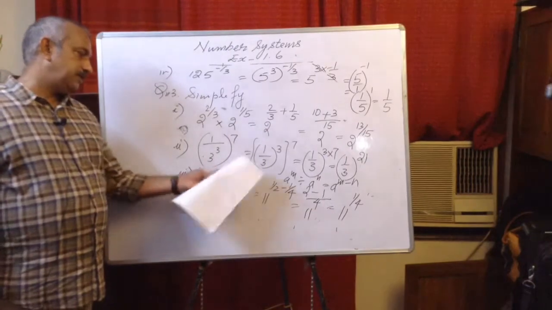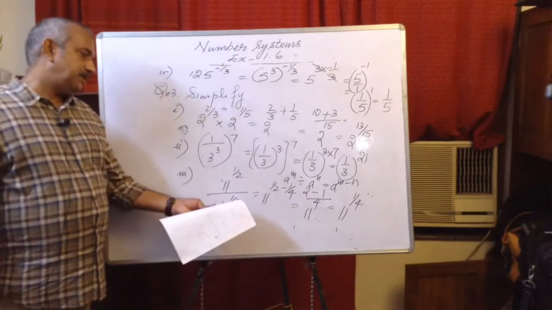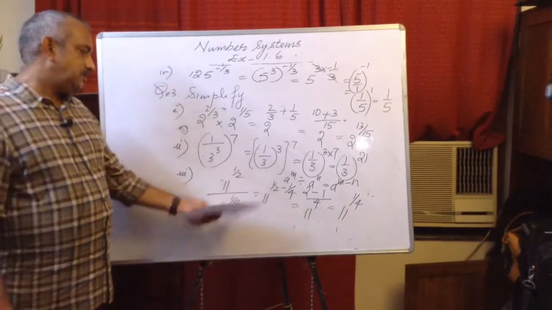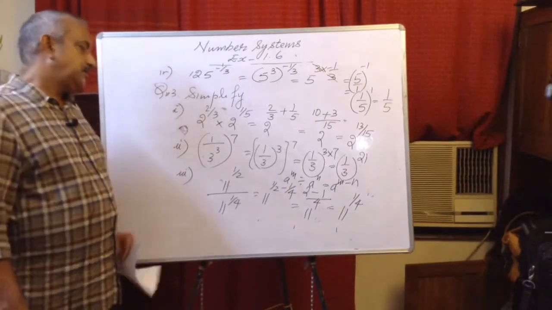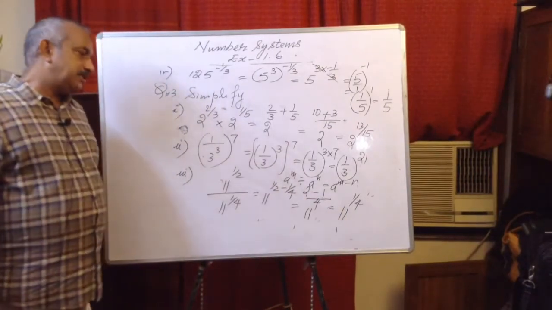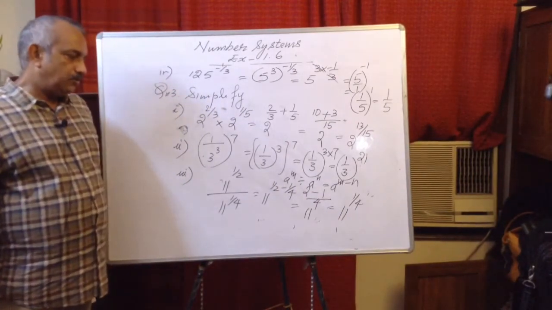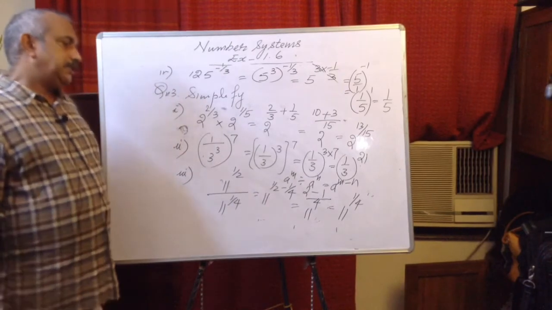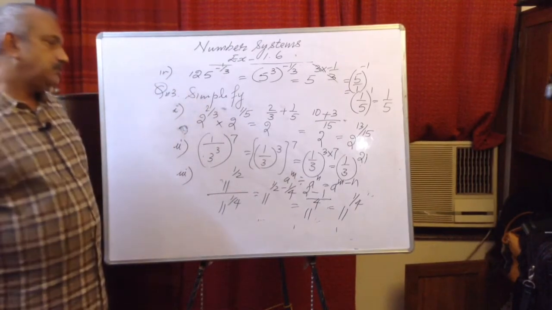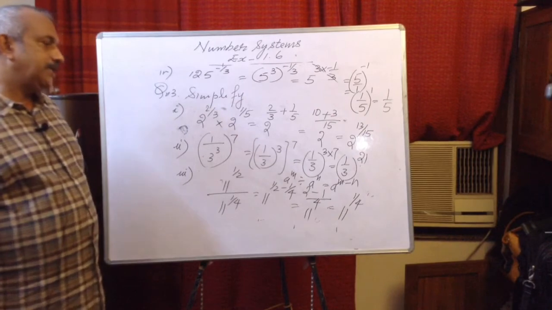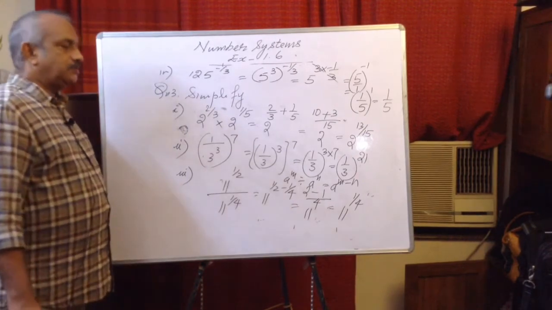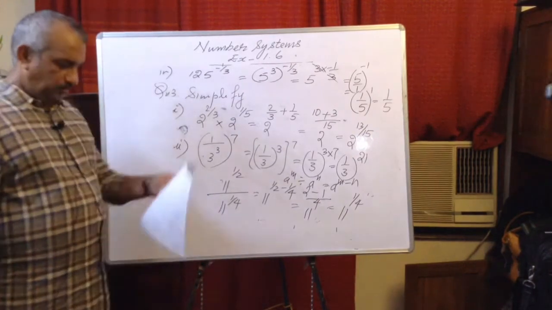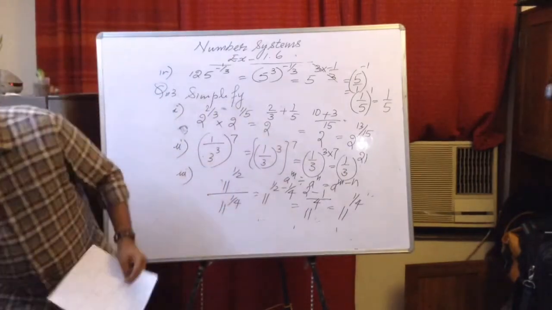Question is 11 raised to 1 upon 2 upon 11 raised to 1 upon 4. Since it is division, we will subtract the powers. So 11 raised to 1 upon 2 minus 1 upon 4. Take LCM, 4, 2 2s are 4, so 2 minus 1, and 2 minus 1 is 1, so 11 raised to 1 upon 4. So last one more question is left, simple only.